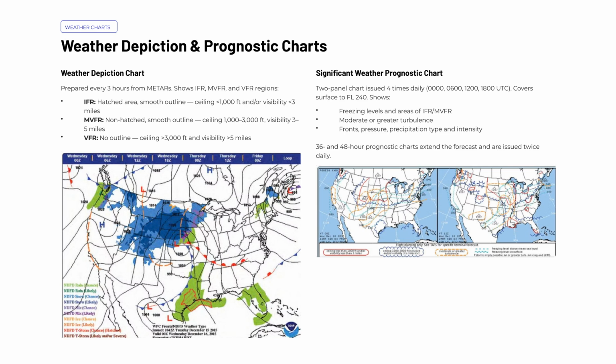For longer range planning, 36 and 48-hour prognostic charts are issued twice daily, allowing you to anticipate weather trends well in advance. Together, these charts give you a comprehensive picture of both current and forecast conditions before you ever leave the ground.